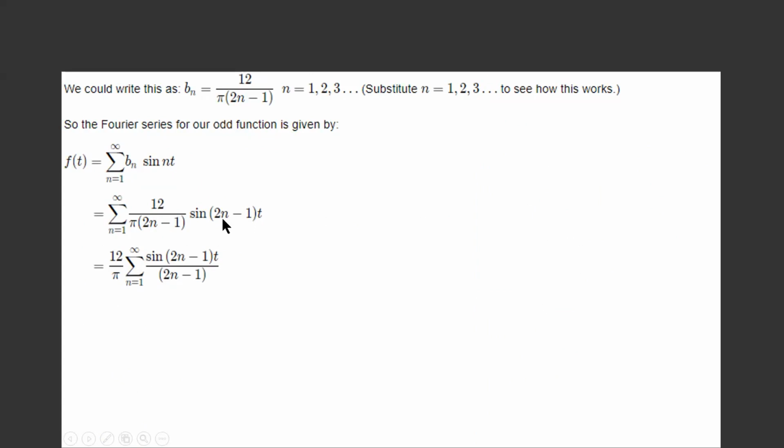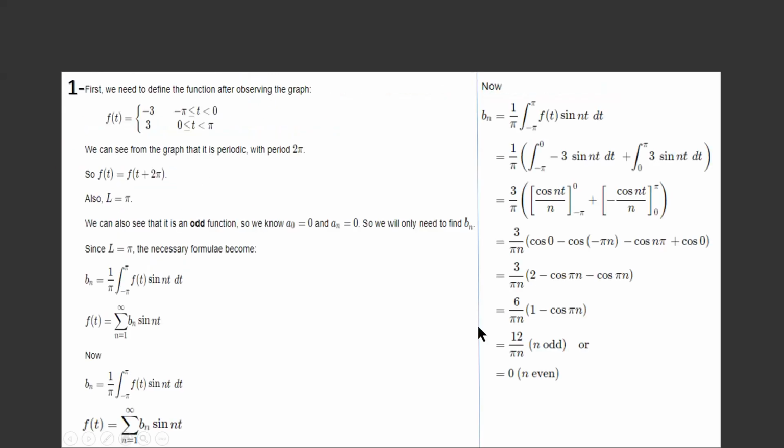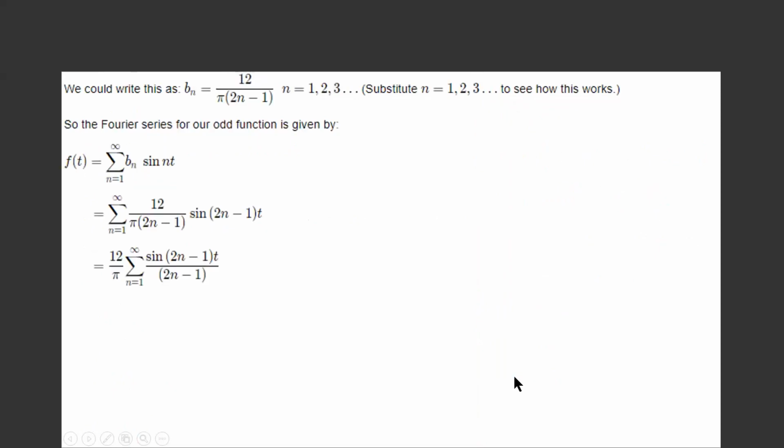How to write n is odd? You can write it down as 2n minus 1, because as I said before, when n is even, you have 0. So no need to sum n is even. So you go for n is odd. How to express n is odd? By typing 2n minus 1. If you put n equal to 1, you have 2 minus 1 is 1. N equal to 2, you have 4 minus 1, which is 3. So you will get only the odd values, right?